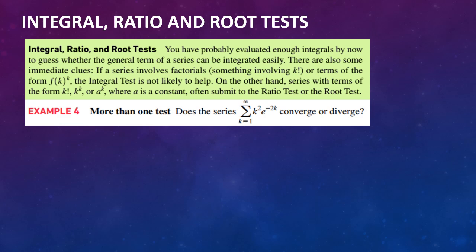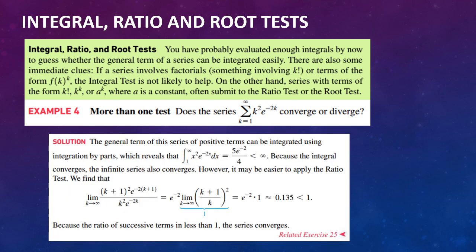Does the series, the summation from k equals 1 to infinity of k squared e to the negative 2k, converge or diverge? The general term of the series of positive terms can be integrated using integration by parts, which reveals that the integral from 1 to infinity of x squared e to the negative 2x dx equals 5e to the negative 2 over 4, which is less than infinity. Because the integral converges, the infinite series also converges.